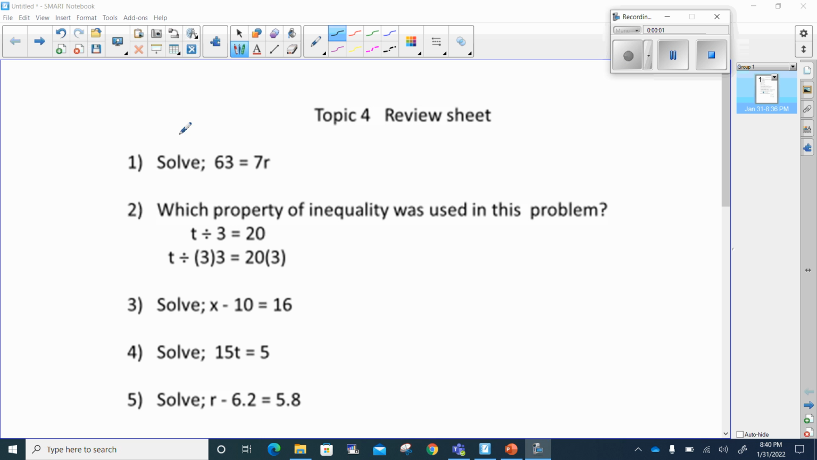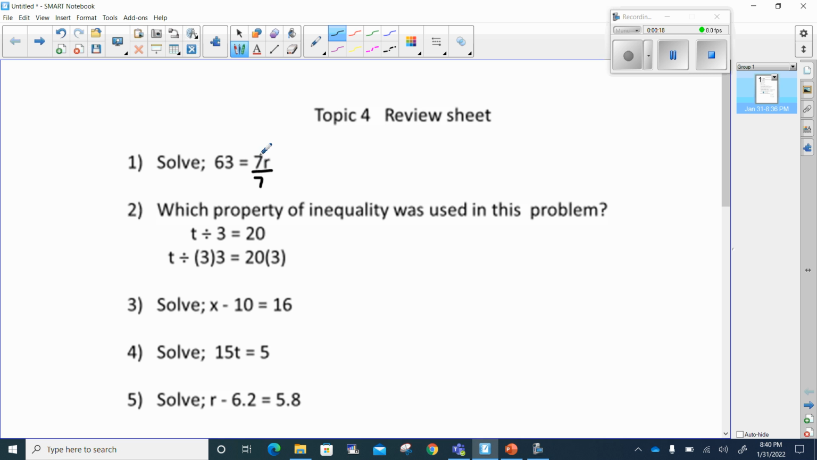For this test, I'm going to start with number 1. Number 1 says 63 equals 7r. To solve this, I need to separate 7 from r. I'm multiplying 7 to r right now, so I'm going to divide 7 away.